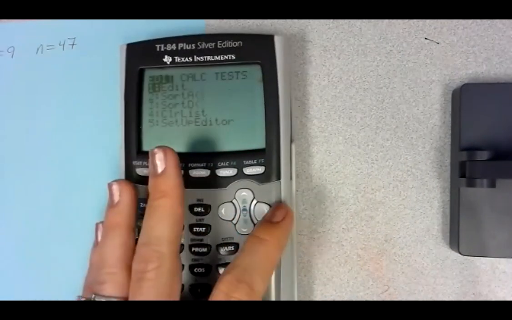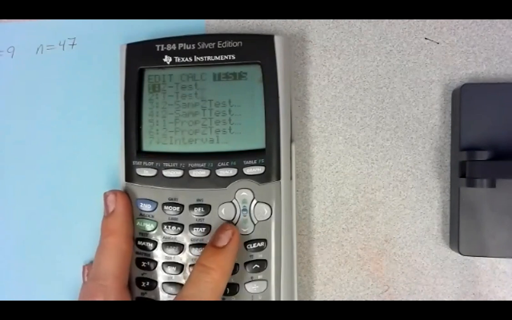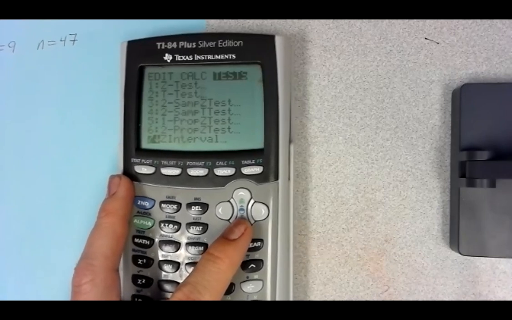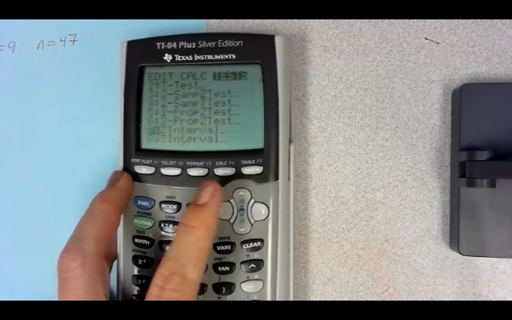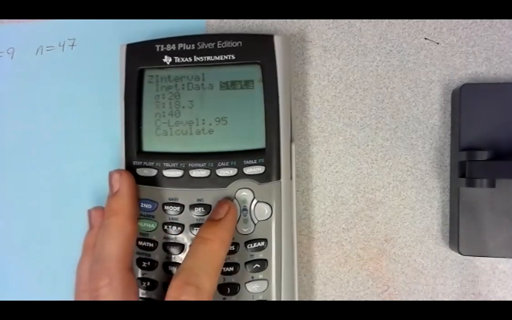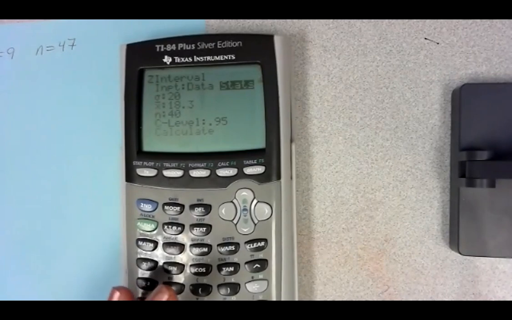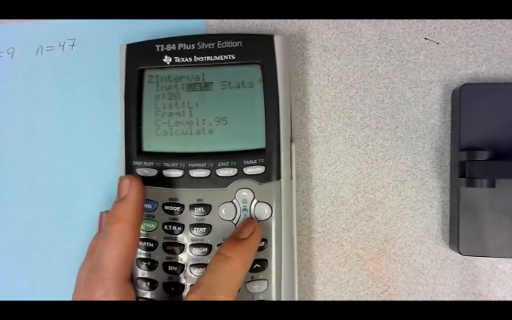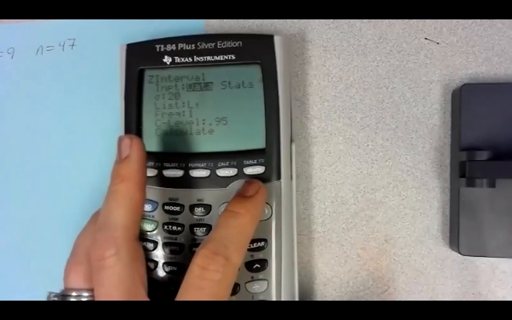Stat, arrow over to Tests, and you'll see one here called Z interval. Now, sometimes it'll be very specific and say, use T. Then you have a T interval. So we're going to click on Z interval for this first one. And we're going to either put it in by entering data, or we're going to enter it, which would go into our lists. But in this case, we don't have data.